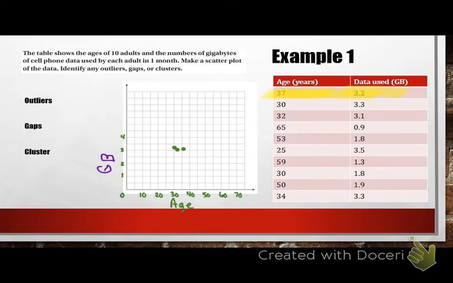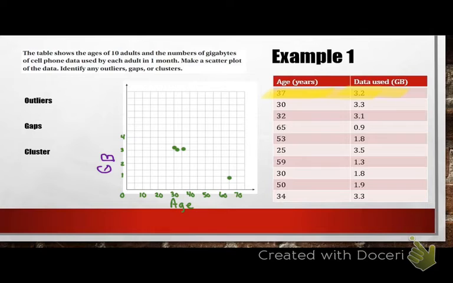Okay, now I'm going to do the 65-year-old. They're way down here. They only used 0.9 gigabytes of data. So then I plot that point way down below.